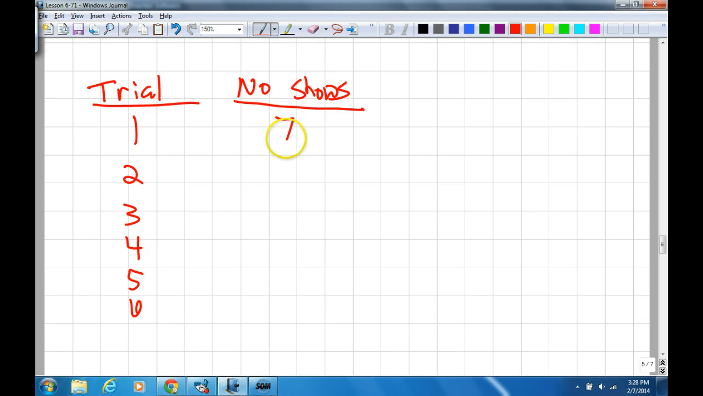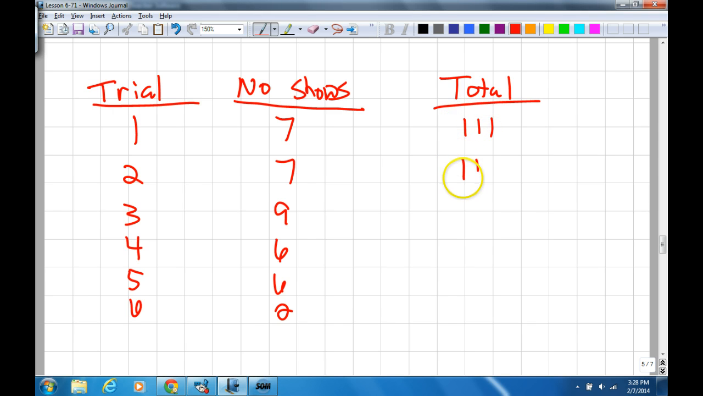So the number of no-shows on the first trial was 7, and the number of no-shows on the second was 7 again, 9, 6, 6, and 2. So my total passengers that showed on this one was 111, 111 for this one, 109 for this one, 112. This is 118 minus these numbers, by the way. 112, and then 116.